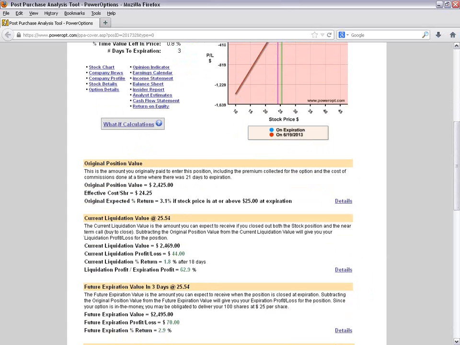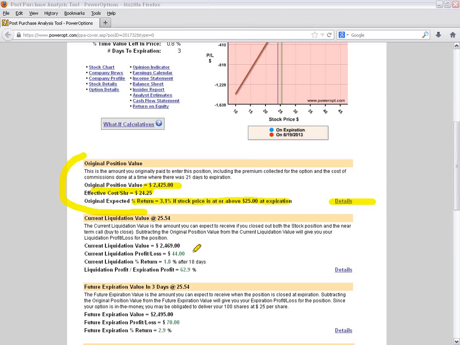All right, and when we scroll down, we see the three calculations that we already saw in our profit and loss portfolio when we selected the view position analysis box. We have original position value was 24.25, 25.10 for the stock minus 95 cents for the call option. Our effective cost per share is the same, of course. It was only 100 shares. That's easy. And our max original expected return was 3.1%. Stock was trading above our strike price at expiration. You can click on the details there to see the calculations.